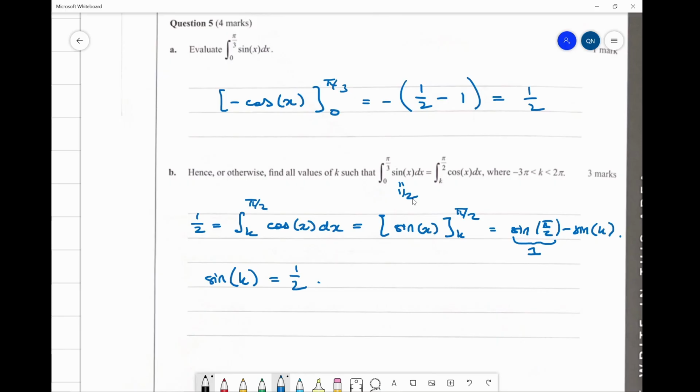Okay, and let's just solve this now. So what are the possible values of k? Well, if you think about the unit circle, here's the unit circle over here. If k is the angle, how do we get sine of k equal to 1/2?